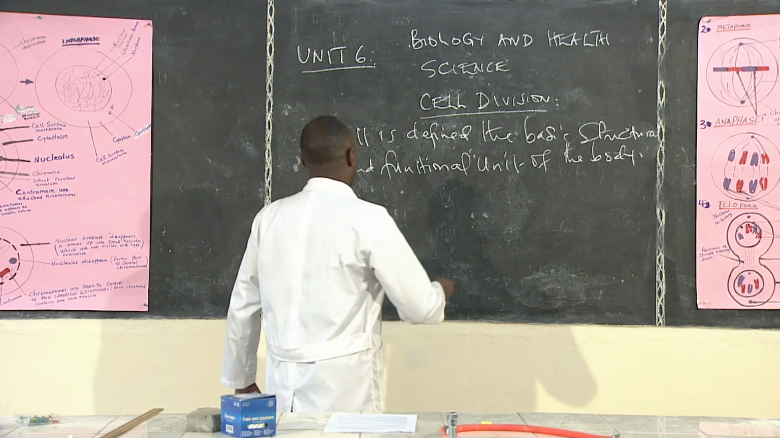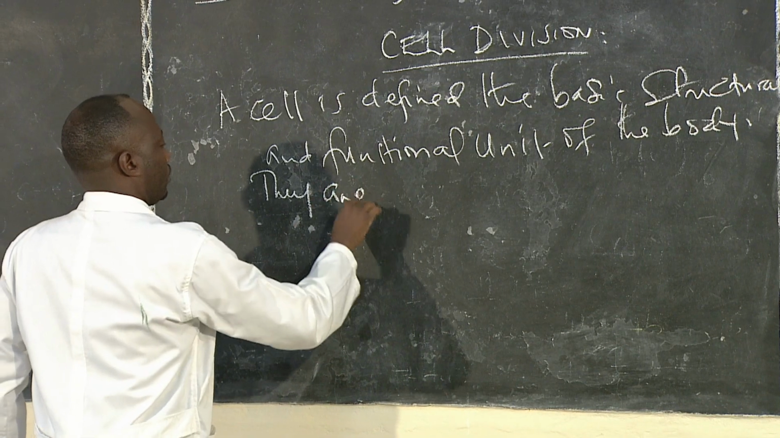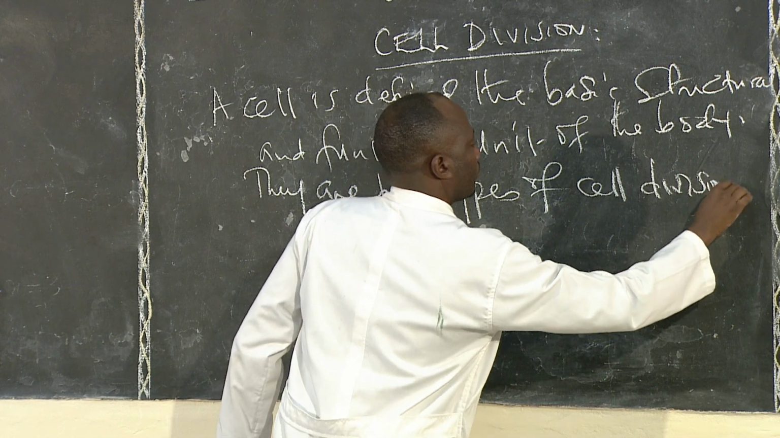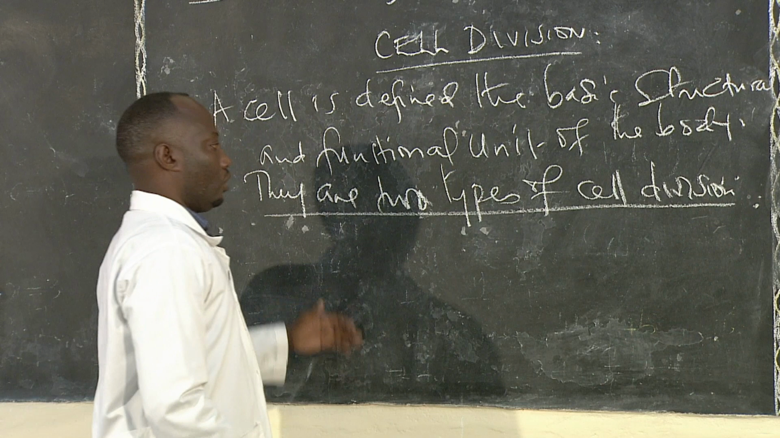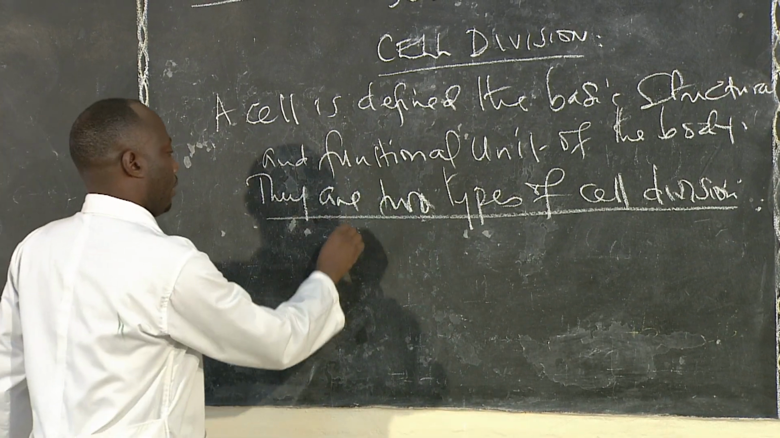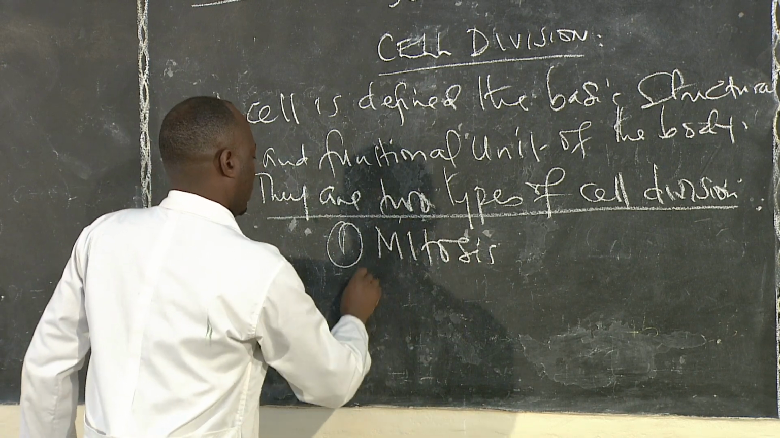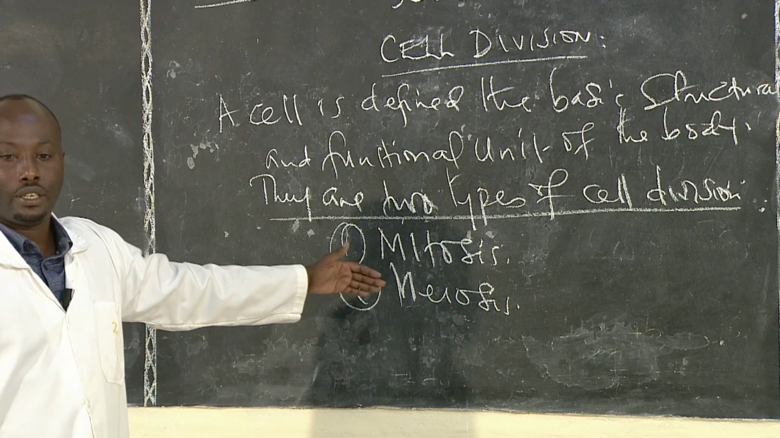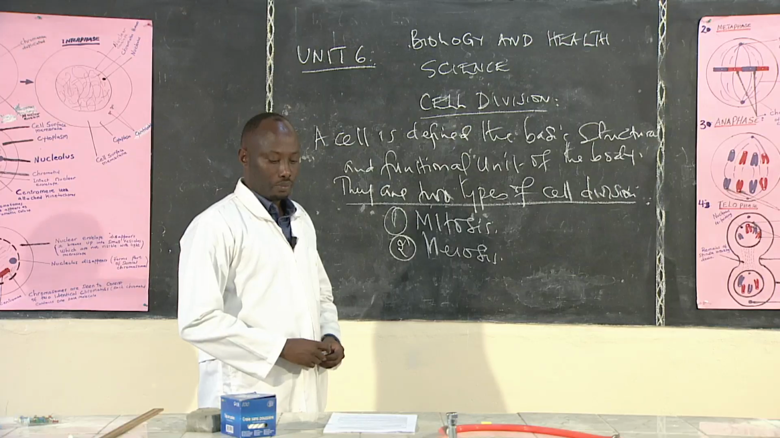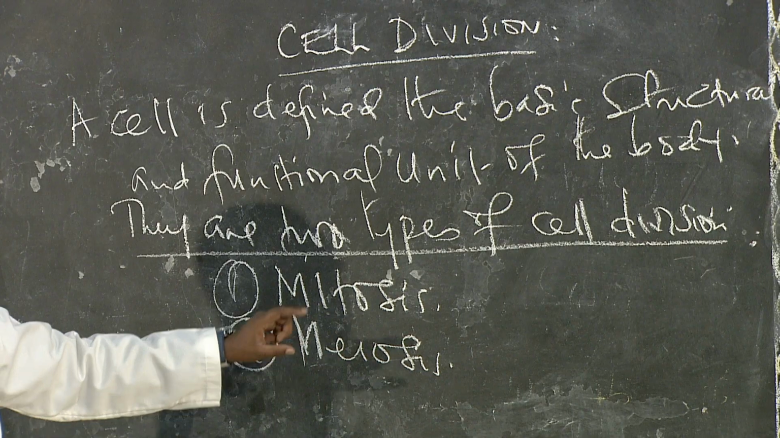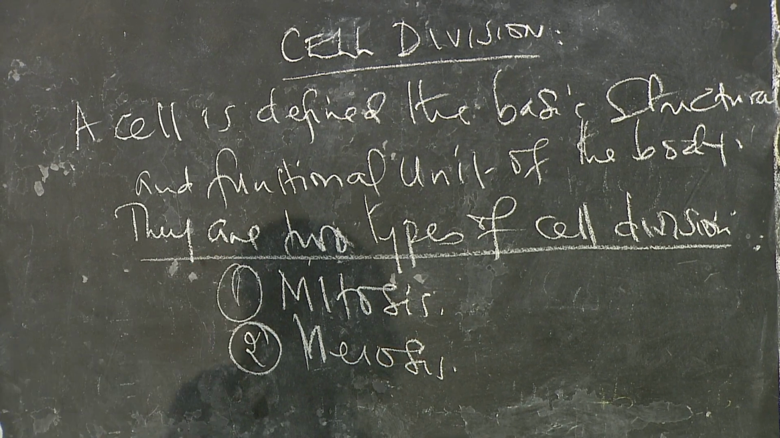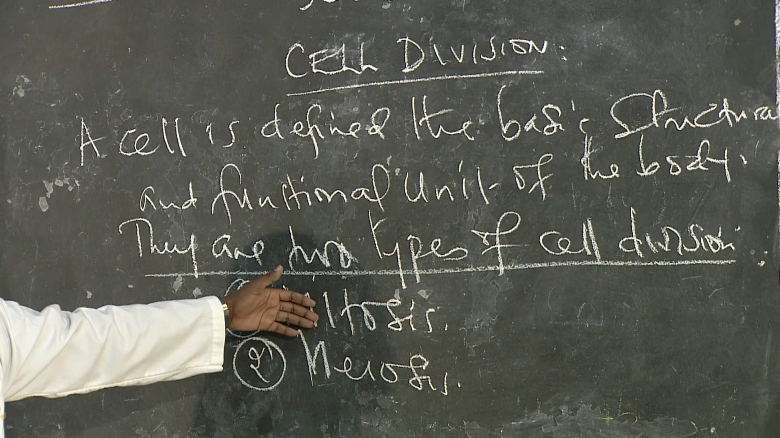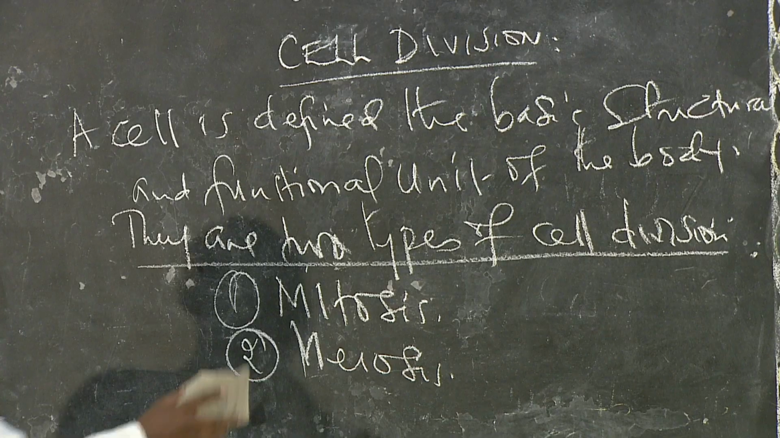the body. So I can say there are two types of cell division. One is mitosis. Number two, we have meiosis. So today, students, we are going to start discussing mitosis. As I told you, mitosis and meiosis are two types of cell division. So take note, get your exercise book, and start writing some important concepts concerning mitosis as a type of cell division. Let's start with mitosis.